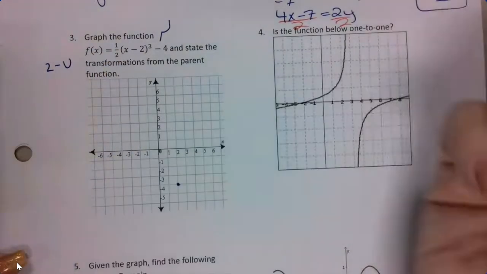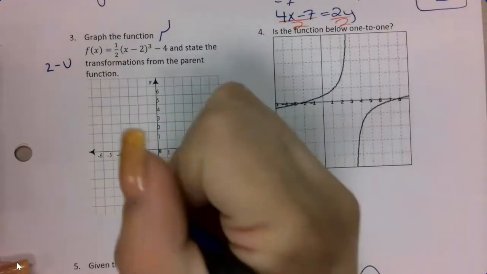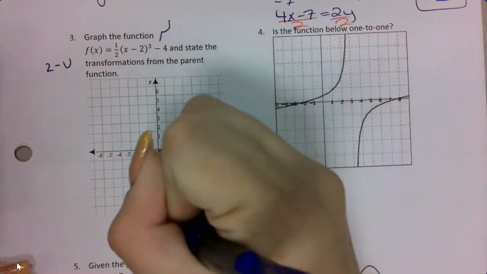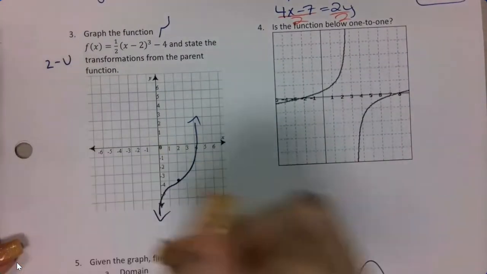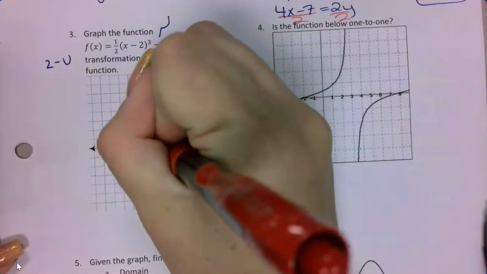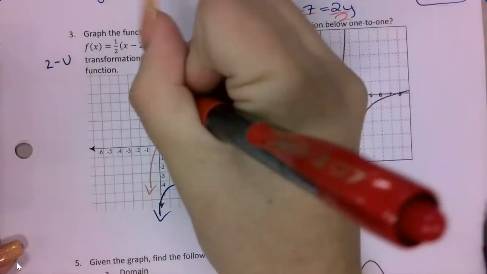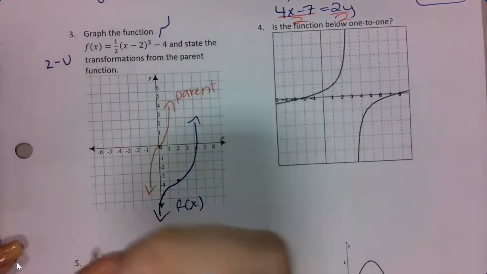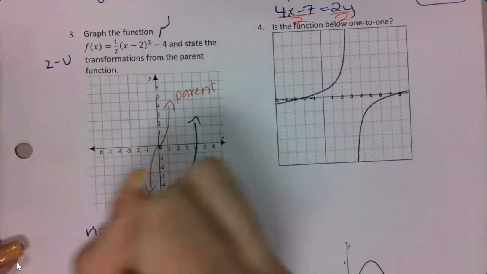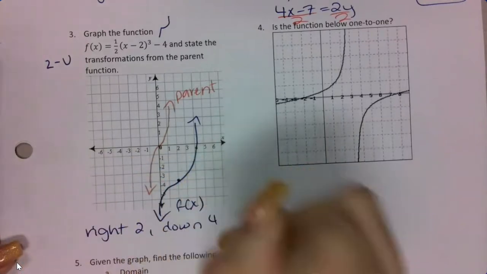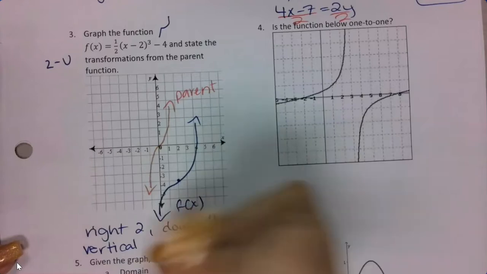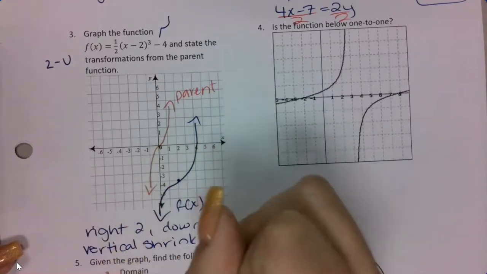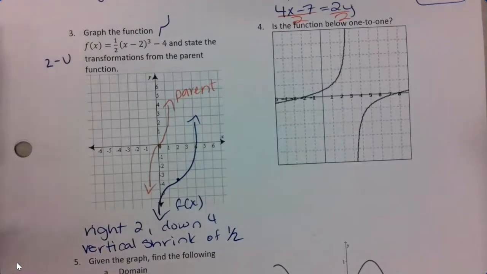It's got a 1/2 out front, so that means it is going to be wider than normal. So kind of like this. So it wants me to state what the transformations are. The normal one would be starting here and look more like this. It'd be skinnier. This is the parent, and this is f of x. So my transformations are right 2, down 4, and then vertical shrink of 1/2. Fractions are shrinks, whole numbers are stretches.